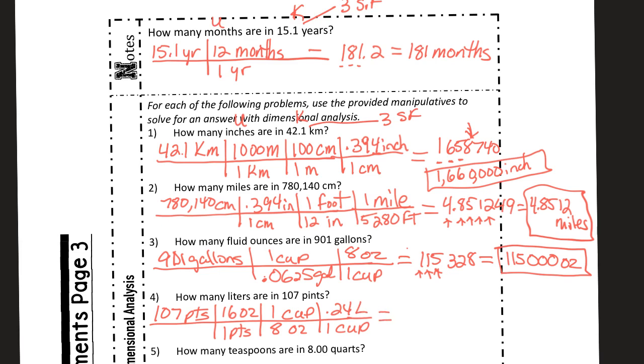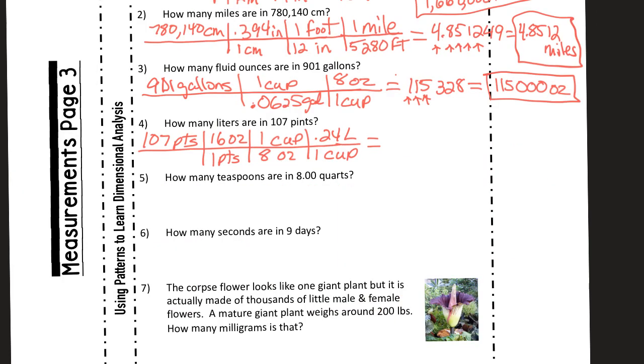And I'm ready for my calculator. And the answer you're going to get is 51.36. Again, I have to check my significant figures. It looks like because of this number, I'm going to need 3. So the answer is going to be 51.4 liters.